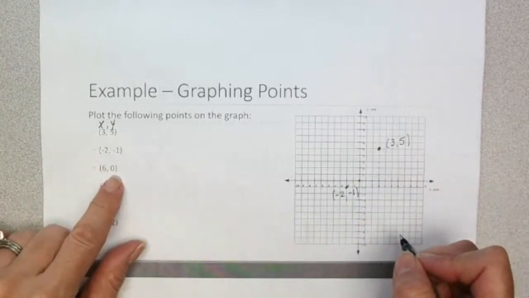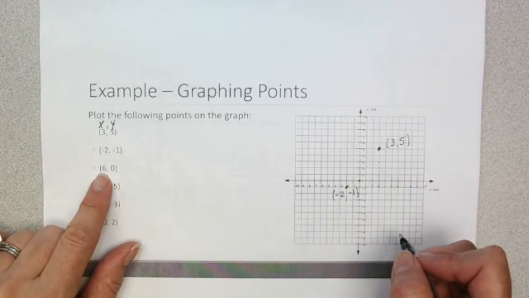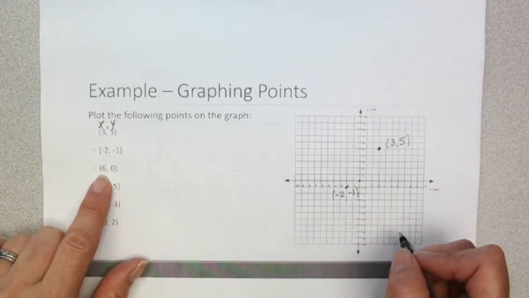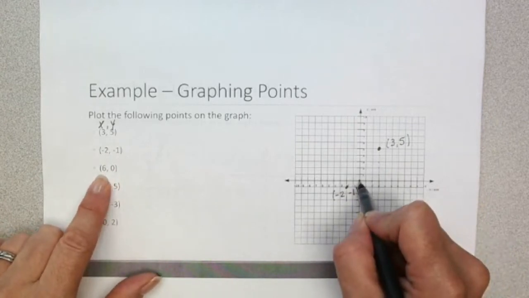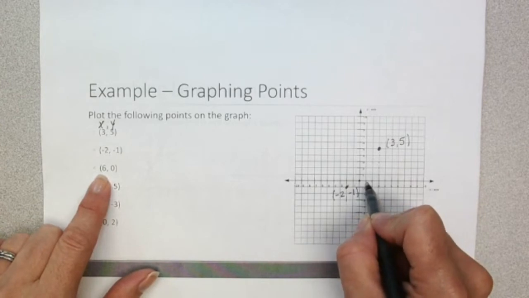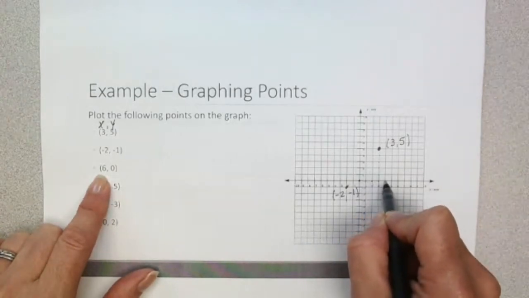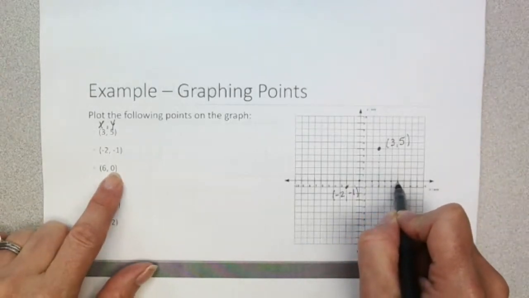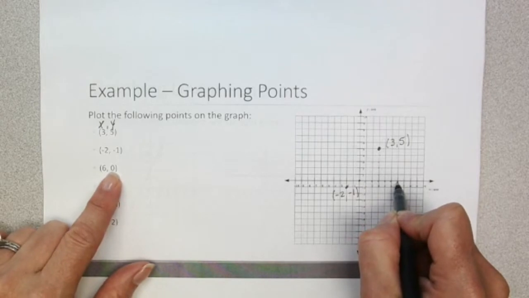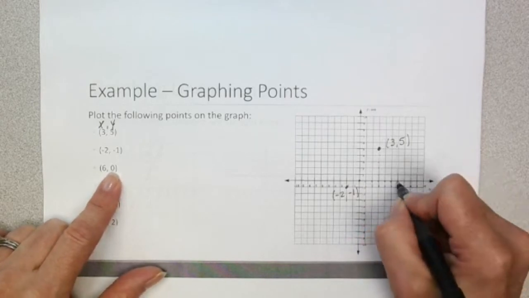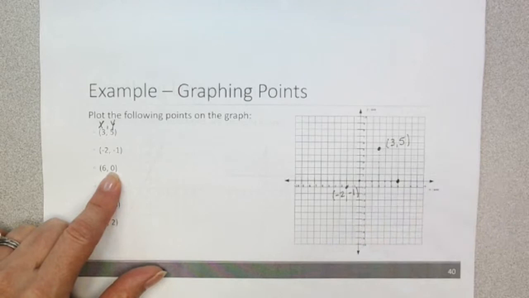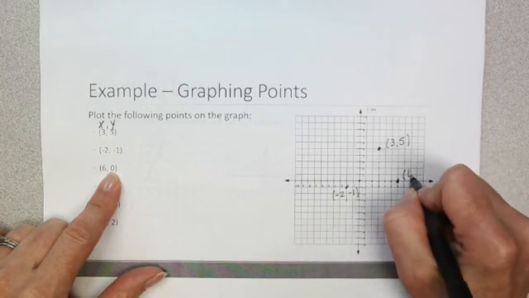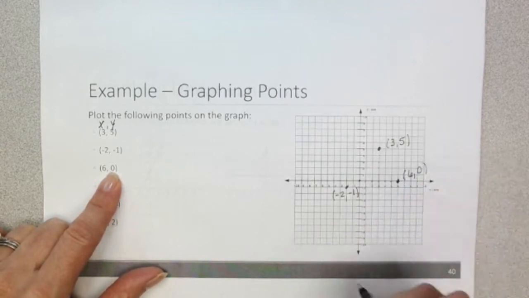Okay? What about if one of the coordinates is 0? This third point here has the coordinate 6, 0. Well, the x-coordinate is 6. When we start at the origin, it's positive 6. So we'll go to the right 6. 1, 2, 3, 4, 5, 6. There's no vertical displacement, though. The distance from the x-axis is 0, so we just stay right there on that x-axis. The coordinates of this point then are 6, 0.